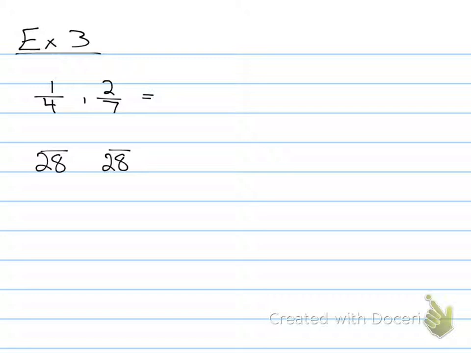Okay, here's what I do. What did I have to multiply 4 by to get to 28? I multiplied it by 7. Whatever I do to the bottom, I have to do the same thing to the top. Equivalent fractions. That's the lesson that we learned last week. So 4 times 7 is 28, and 1 times 7 gives me 7. See that?